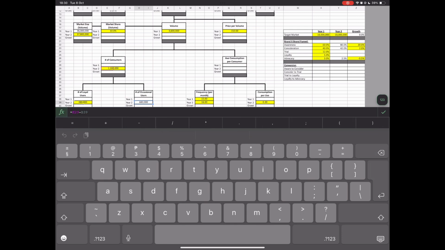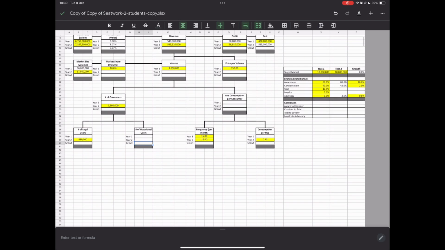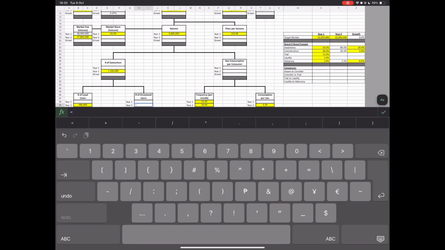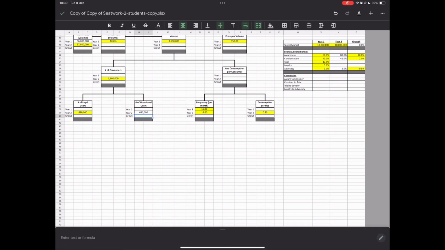Okay, so basically we can start with year 2 because it's given to us. To get the occasional users, it's just the number of consumers minus the loyal consumers. It gives you about 680,000.